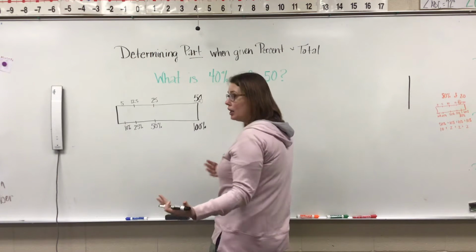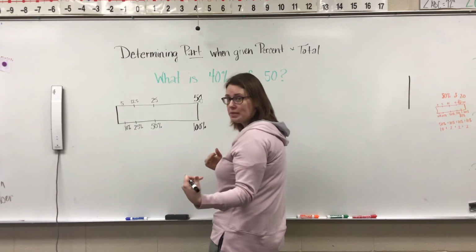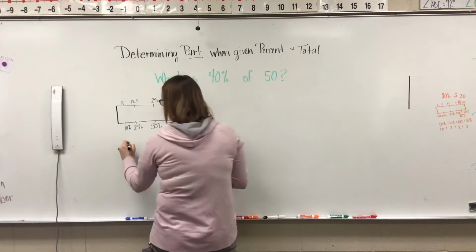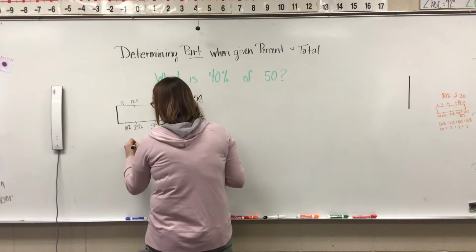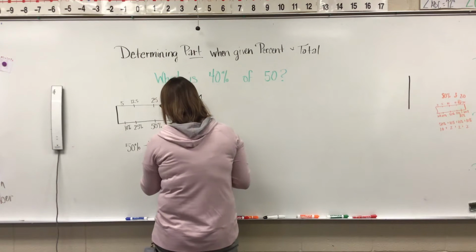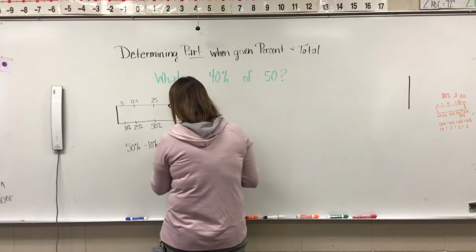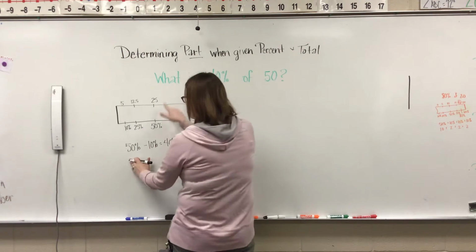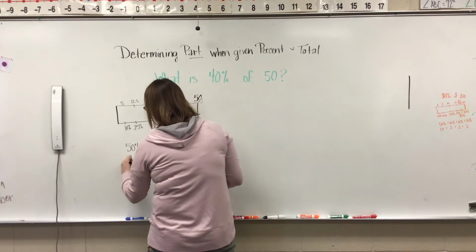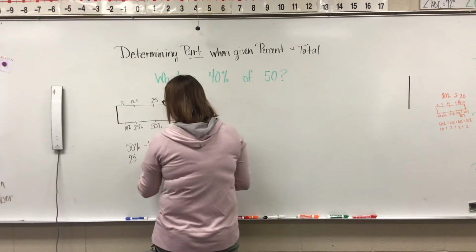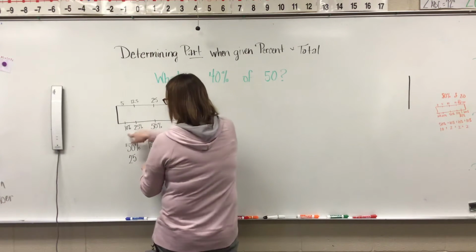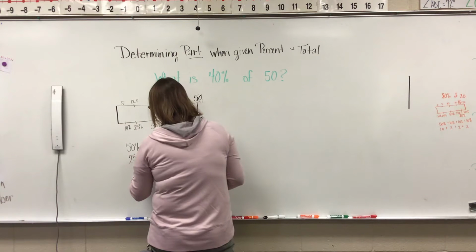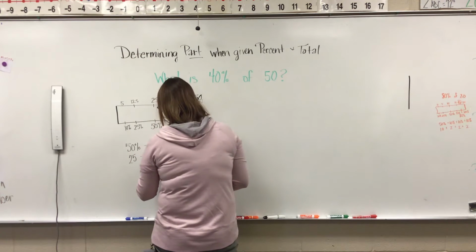So looking at these percentages, what can I do to make 40%? Well, there's a lot of different ways you can do it. The first way that pops out in my head is to take 50% and subtract 10%. And that's going to give me my 40%. So now I need to do the same thing, but with the numbers. So 50% is 25. 10% is 5, so I'm going to subtract 5. And that is going to give me 20.